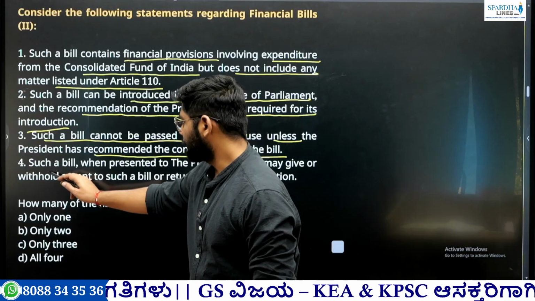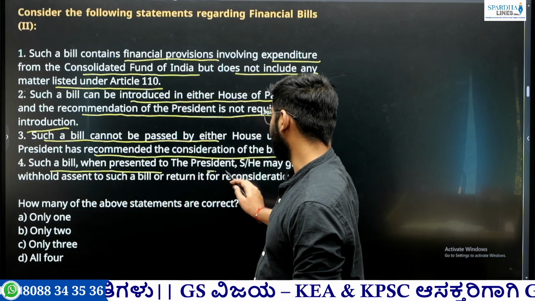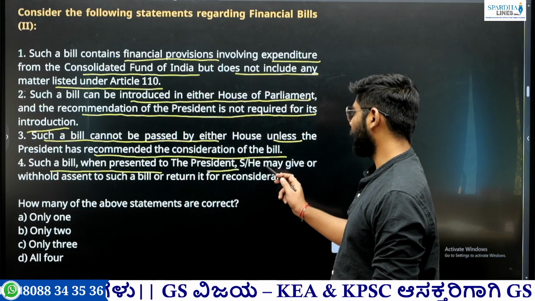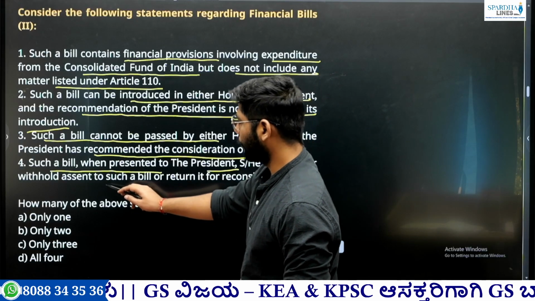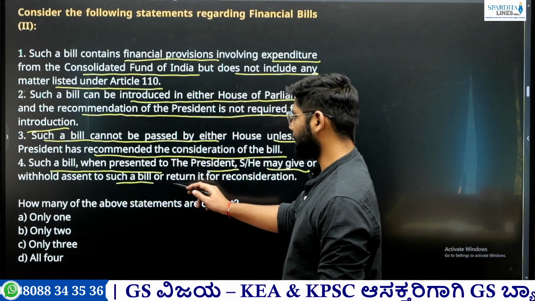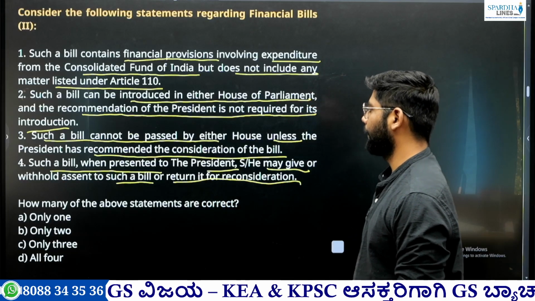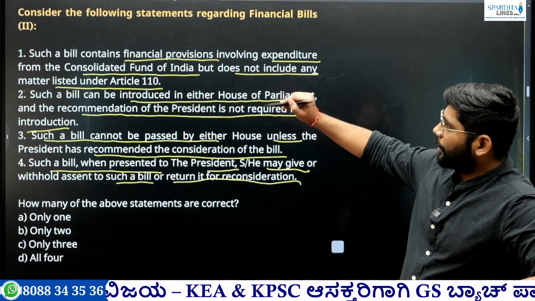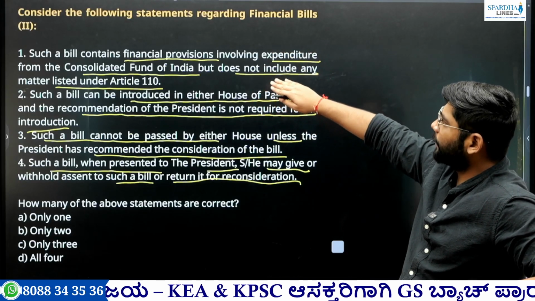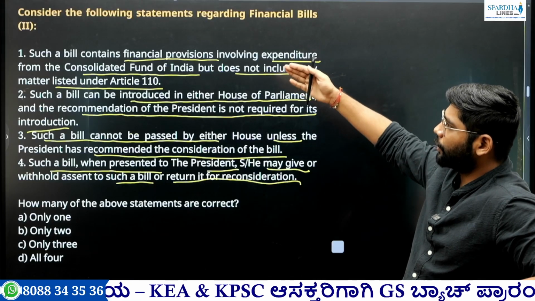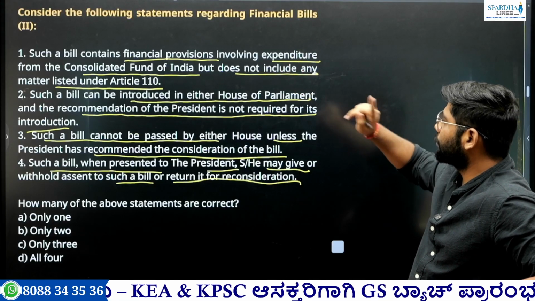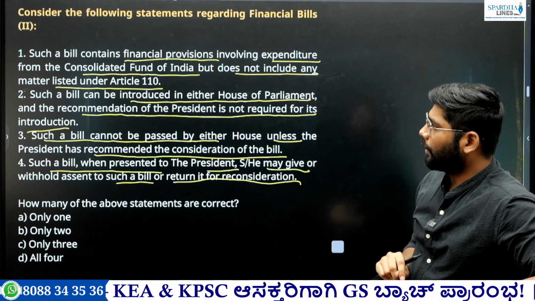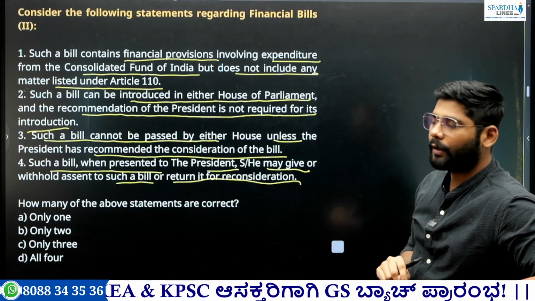Fourth one, when such a bill is presented to the President, she or he may give assent, withhold assent, or return the bill for reconsideration. So now see, the first statement is saying that such a bill contains financial provision involving expenditure from the Consolidated Fund of India, but does not include any matter related to Article 110.